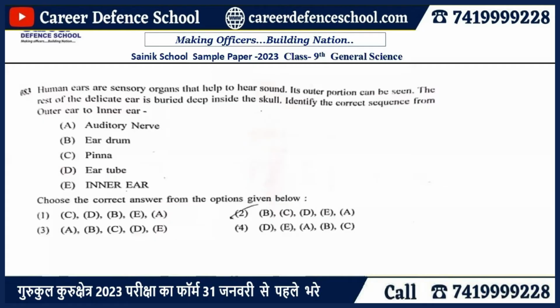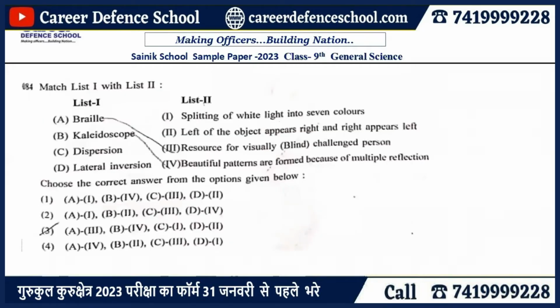ठीक है. Let's move on to the next question. Match the list 1 to the list 2. First list में दे रखा है Braille, kaleidoscope, dispersion, lateral inversion. So for second list में splitting of white light into the 7 colors. Left of the object appears right and right appears left. Resource for visually challenged person. Beautiful patterns are formed because of the multiple reflection. Okay, these are the phenomena of light और इनके सारे definitions दे रखी हैं और हम सबको match करना है.